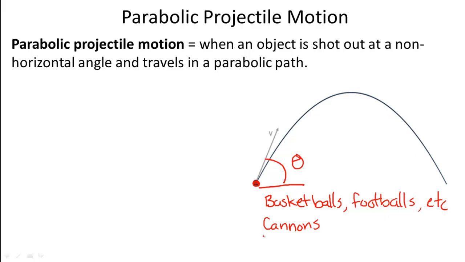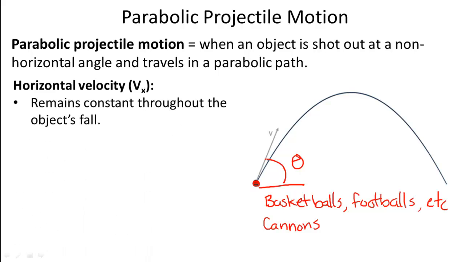And we can use the rules of parabolic projectile motion to model and to determine some of the features of these types of situations. So let's look at some of the characteristics of parabolic projectile motion. First of all, horizontal velocity. Not much to be said here. It remains constant throughout the object's fall. This is very important to remember. Vx, the horizontal velocity, does not change throughout the object's fall.